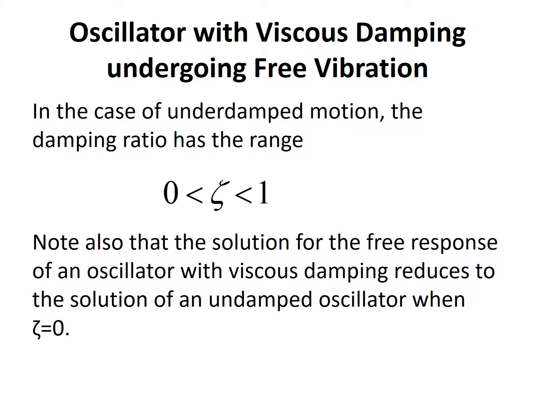In the case of underdamped motion, the value of the damping ratio is bounded by 0 and 1. The case when zeta equals 1 is called critically damped motion. The case of zeta equals 0 is the equivalent of undamped motion. Note that the solution for the free response of an oscillator with viscous damping reduces to the solution of an undamped oscillator when zeta equals 0.